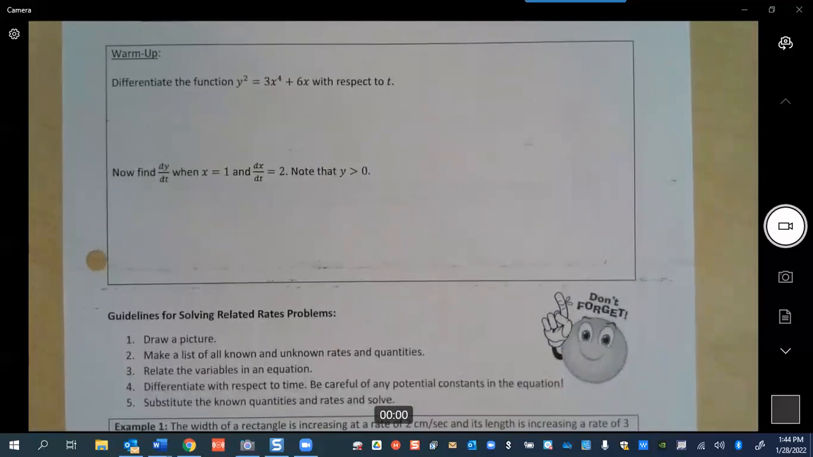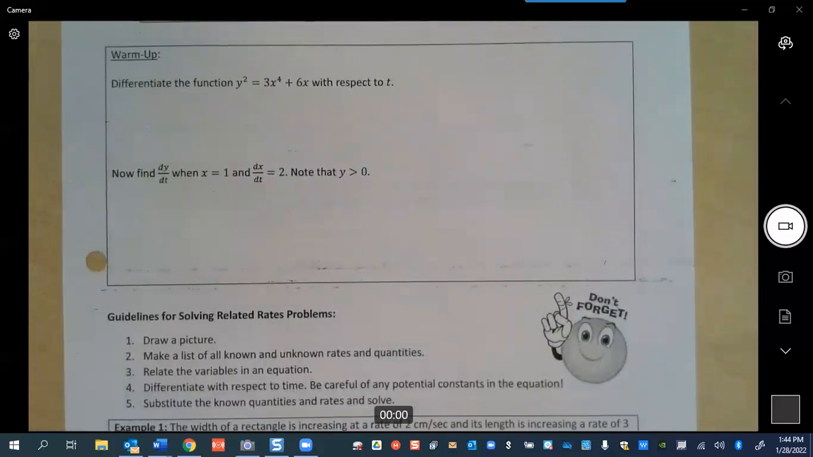All right. So here's what we're doing today. We're going to continue talking about our related rates. So there's a warm up there. Go ahead and make your group mates jump in and be like, oh, let's differentiate. I can't wait.